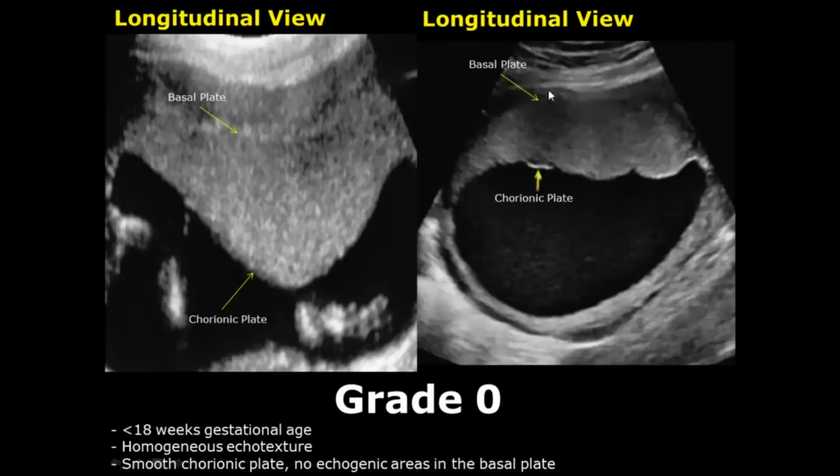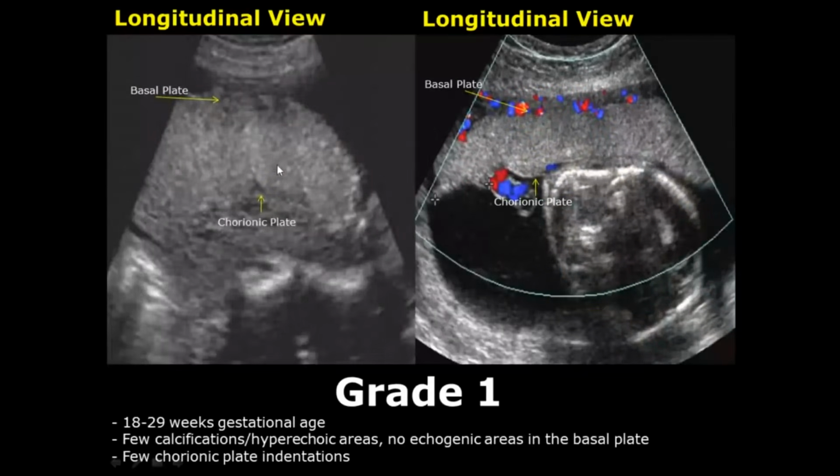From the formation of placenta till around 18 weeks of gestational age is the placental grade 0. The echo texture is smooth and there are no internal calcifications inside the placenta, and the chorionic plate is also smooth. Placental grading usually is based on calcifications and indentations in the placenta.